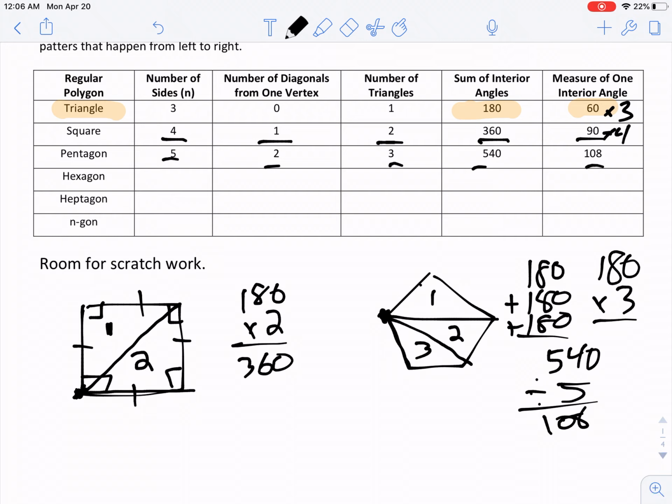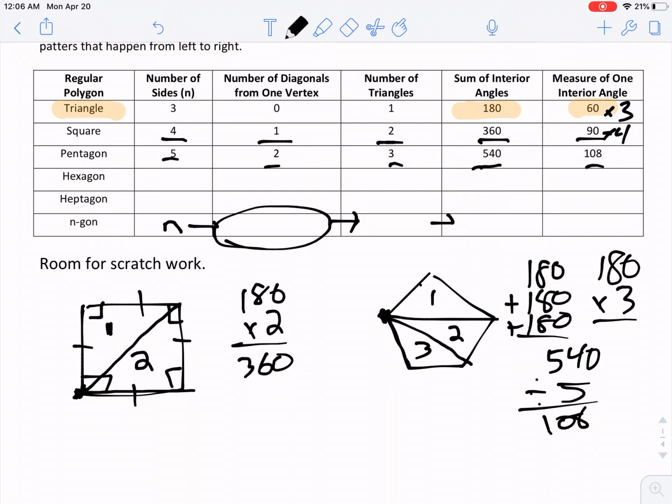All right, I'm going to leave the hexagon and the heptagon up there for you to do. All right, the n-gon, you're looking for the pattern. So I'm going to give you a hint. It has insides. How do we get that number right there? What's the pattern as we go from here to here? What's the pattern? All right, from here to there, what's the pattern?